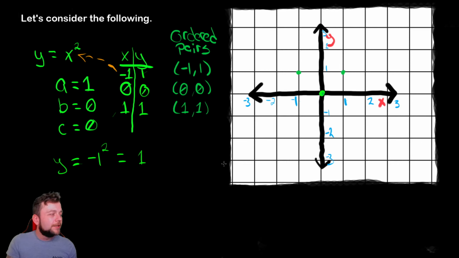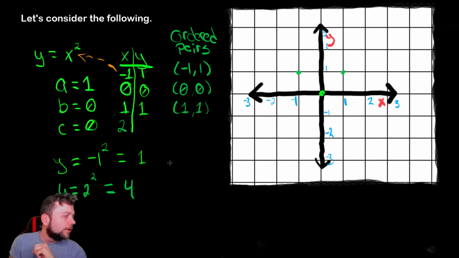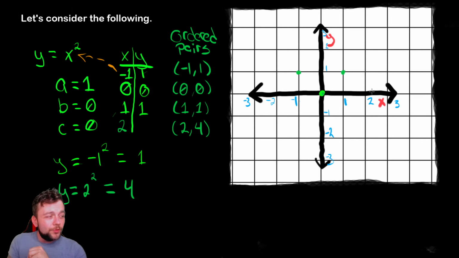See what happens here. Okay, so let's pick another number. Let's just go with 2. So what happens when we put 2 in for our equation? We have y equals 2 squared. And what is 2 squared? That is 4. 2 times 2 is 4. So 2 squared is another way of writing 2 times 2. And so we have 4. So our next ordered pair will be 2, 4. So let's go over 2. So 1, 2, and then up 4. So 1, 2, 3, 4.